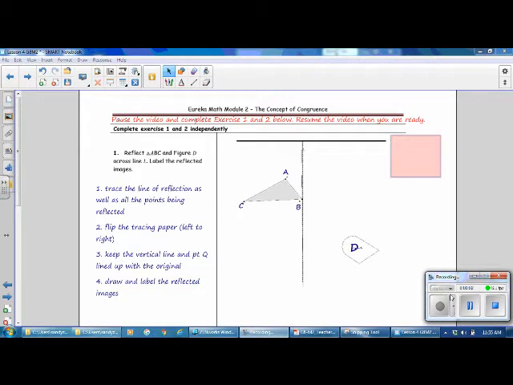Pause the video and complete exercise 1 and 2 below. Resume the video when you are ready. If you would prefer, you can copy the directions on the page and then just follow along and do the reflection with me. We're going to reflect triangle ABC and figure D across line L and label the reflected images. So our steps are the same as they were on the other page. Go ahead and copy those and then we will reflect the image.